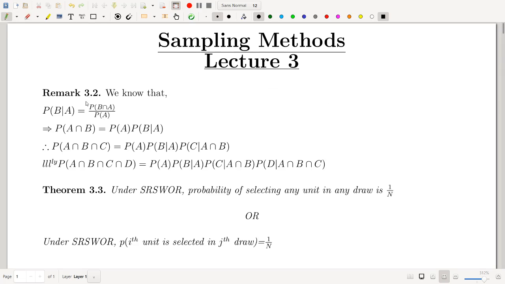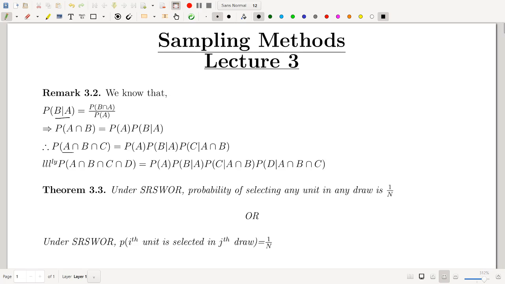Now look at this remark. We know probability of B given A is probability of B intersection A divided by probability of A. If we send this probability of A to this side, then probability of A intersection B is equal to probability of A into probability of B given A.